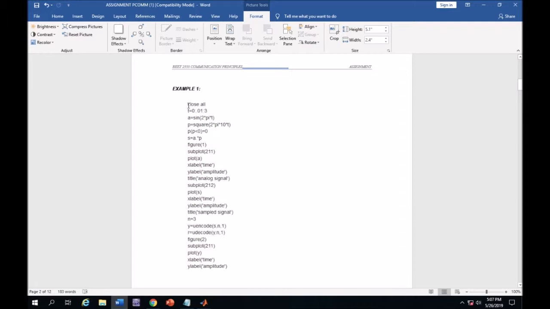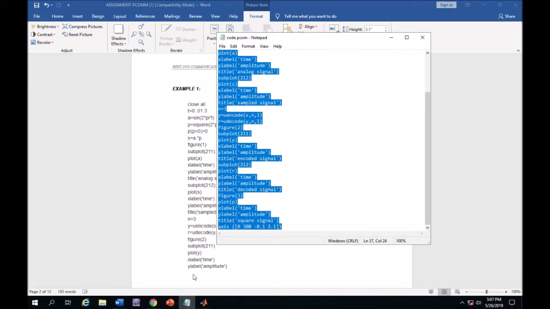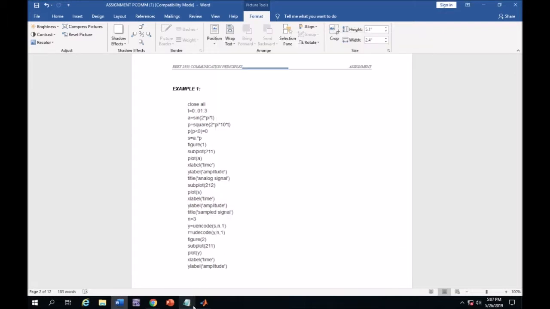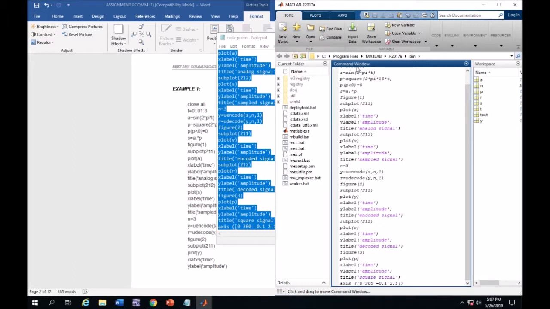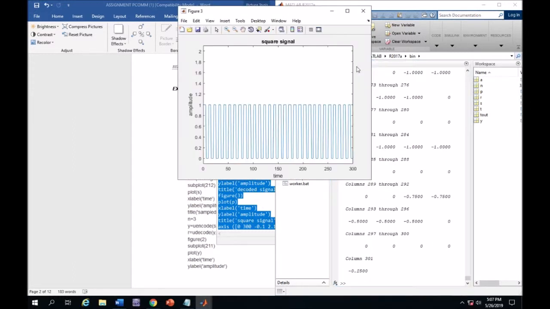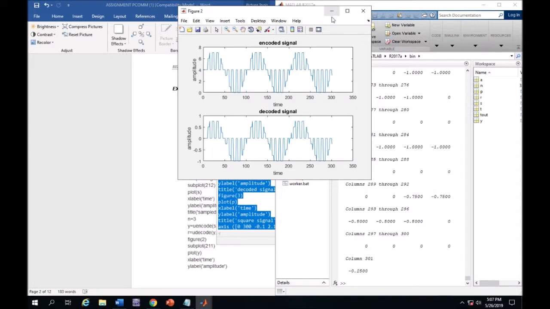Okay, I just copy this coding and paste it in MATLAB. Okay, and then enter. Okay, and we get this graph. First, we get this graph: square signal, encode signal, decode signal, and analog signal, sample signal.